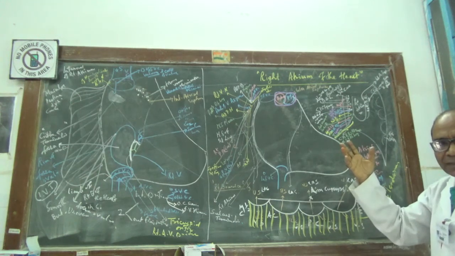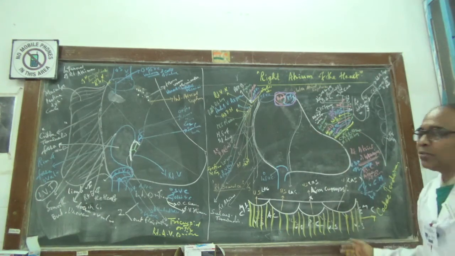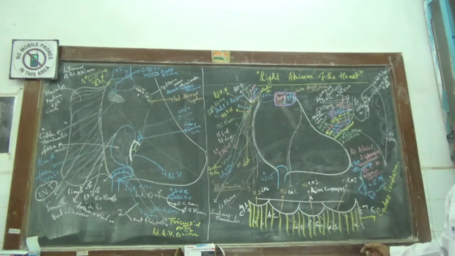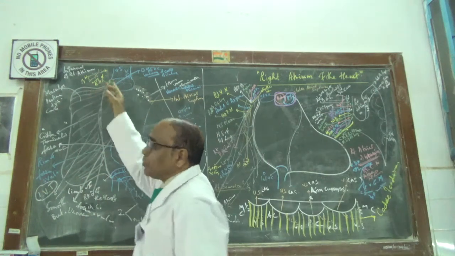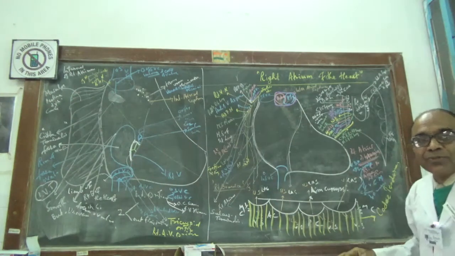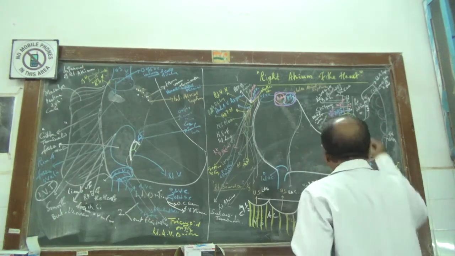Then the conducting system of the heart: the AV node and the SA node, the sinoatrial node, are there near the atrioventricular orifice. After this, we come to the embryology of the right atrium.